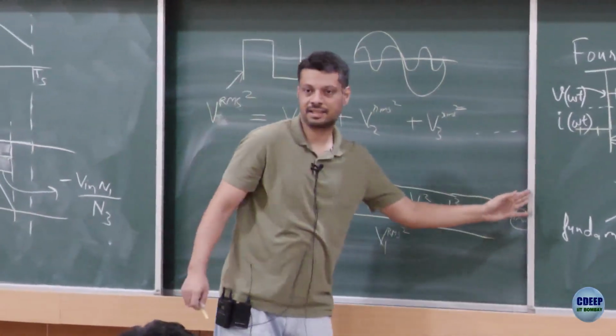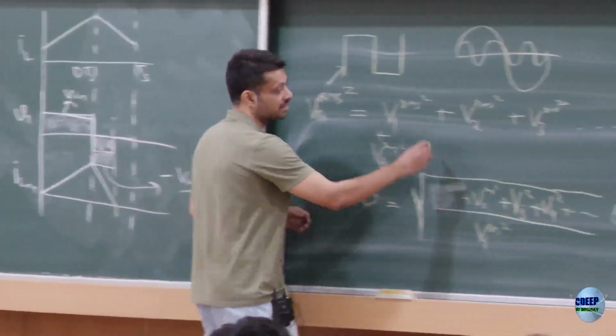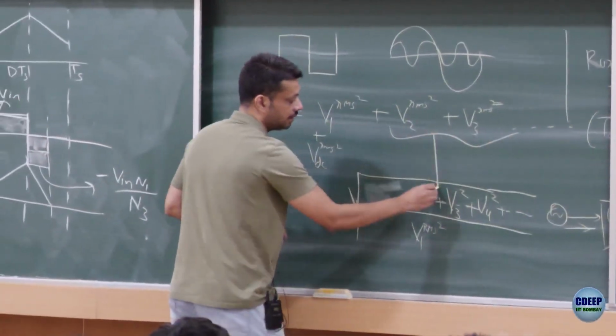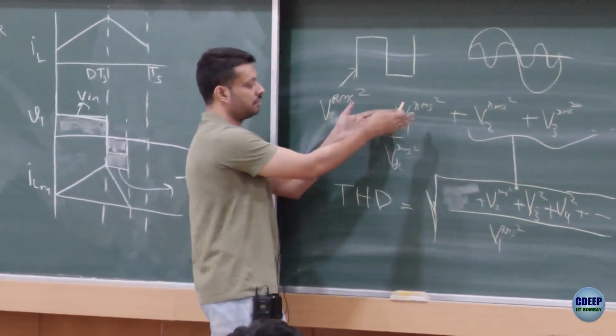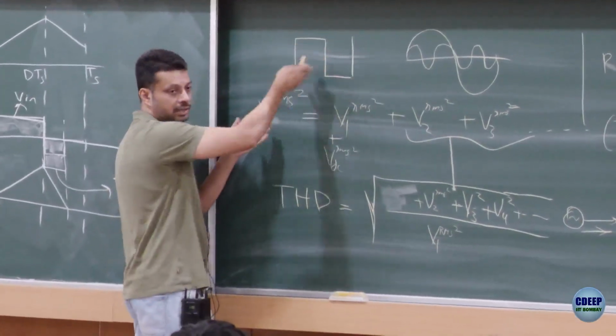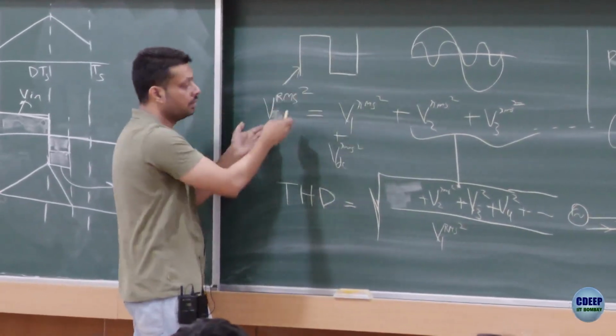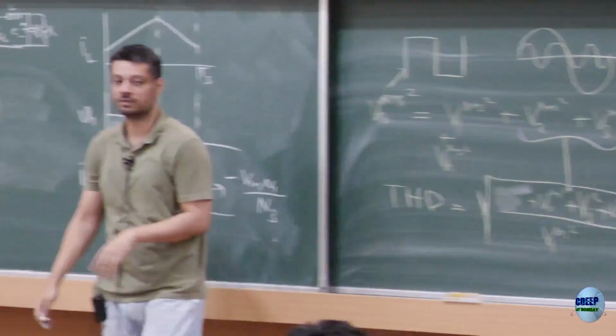I think what he's saying is that, look, if you use these two relationships, you can substitute all of these things into this formula. So this numerator will be total RMS square minus V1 RMS square, right? You can find the total RMS square using the RMS process that we do. V1 RMS square is only for the fundamental, and then you can get the THD much faster.